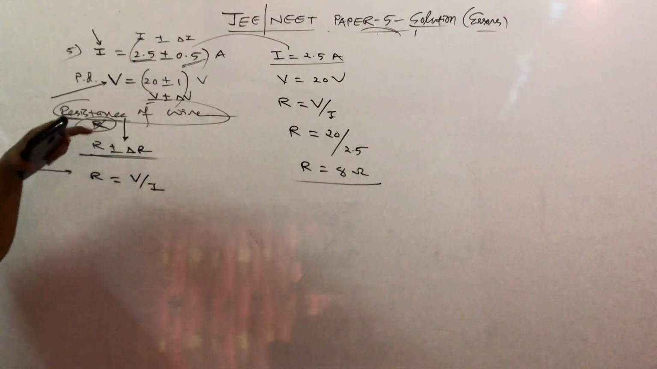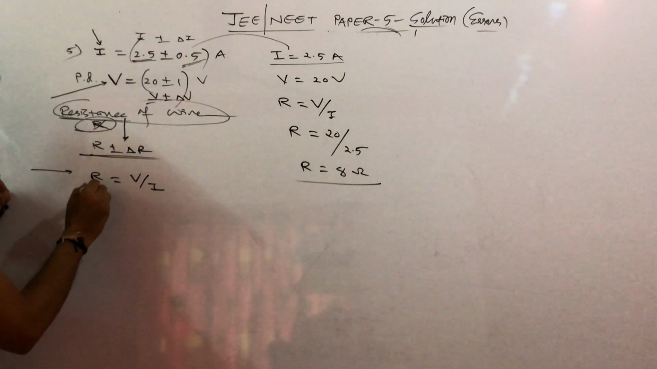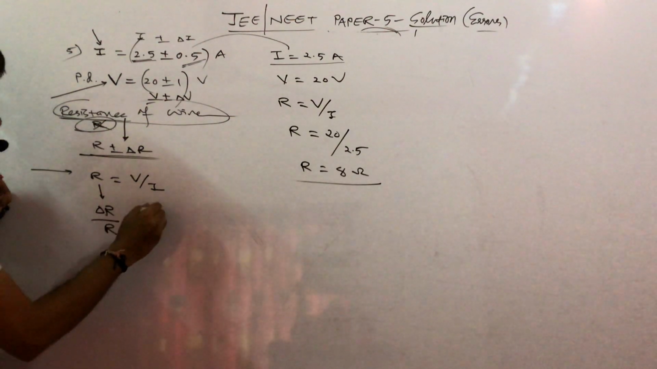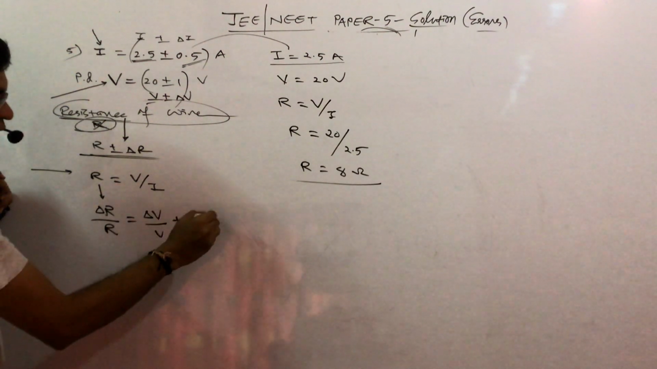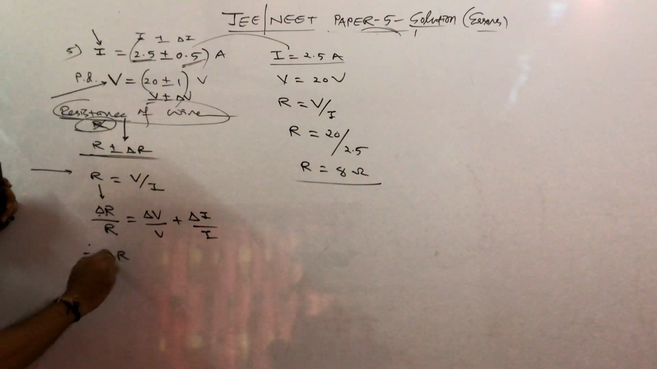Here V is division, that means fractional error. So what is the fractional error in resistance? It is delta R by R, delta V by V, and delta I by I. You know that very well. What is the delta R? Your target. What is the value of R?